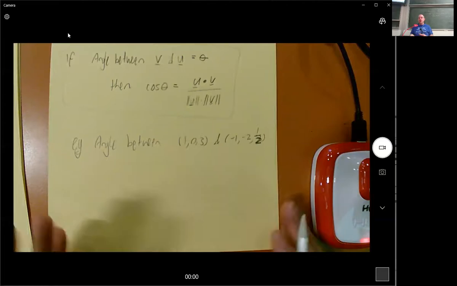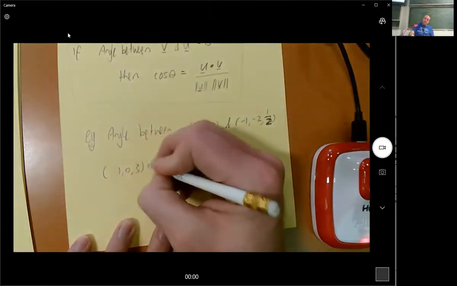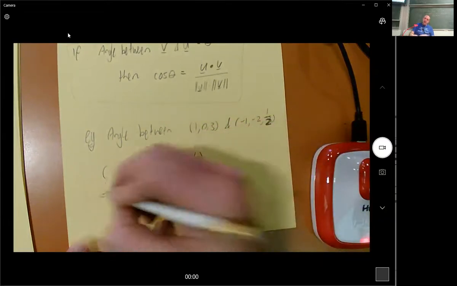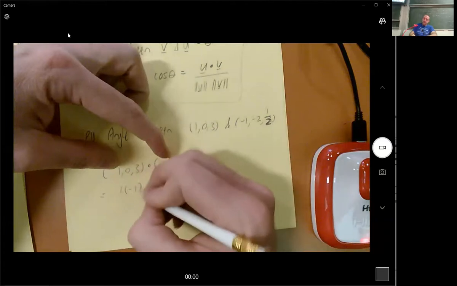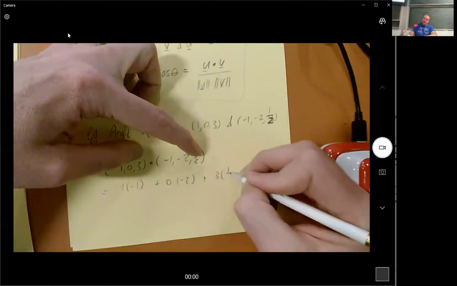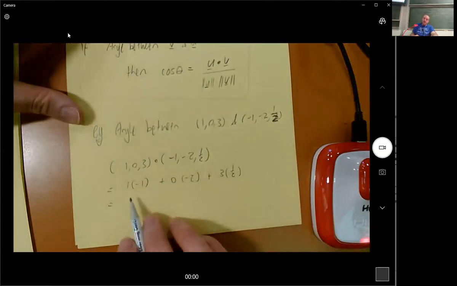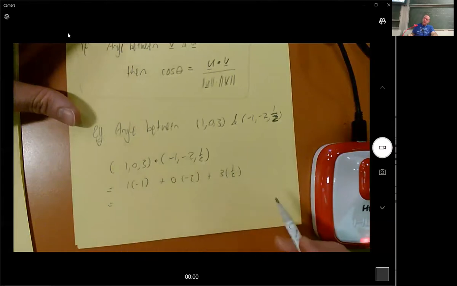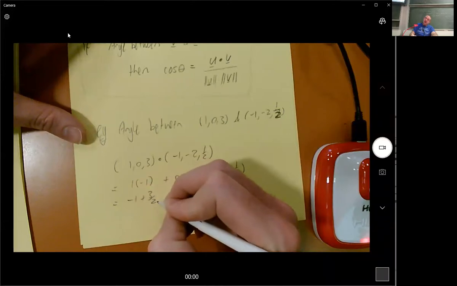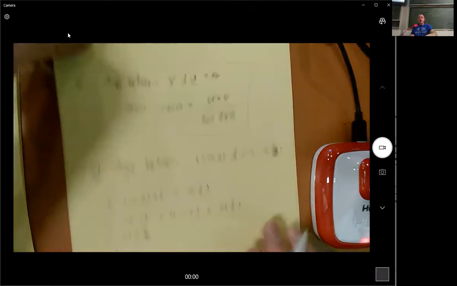If I wanted the angle between those two, then I would first find the dot product. And that would be the 1 times the minus 1, and the 0 times the minus 2, and the 3 times the half. That's how you do a dot product. So do those 3 multiplications and you add them up. So this is minus 1 plus 3 over 2. And 3 over 2 is 1 and a half. So if you take 1, you'll get a half. That's the dot product. But then I'll also need the lengths of those vectors.